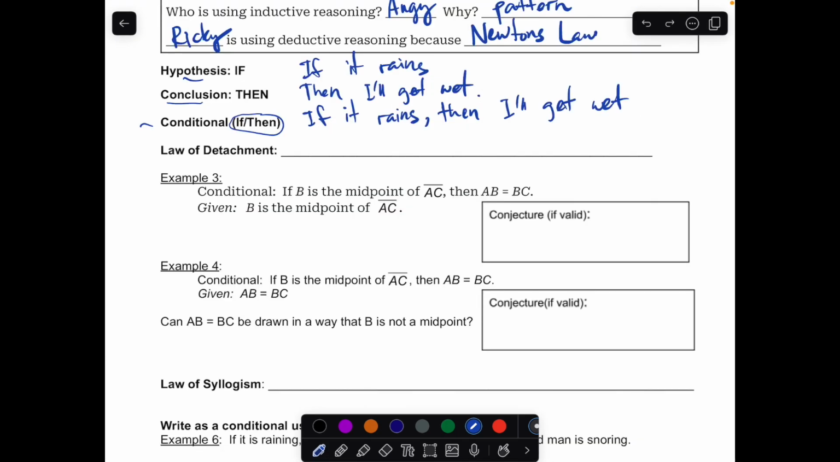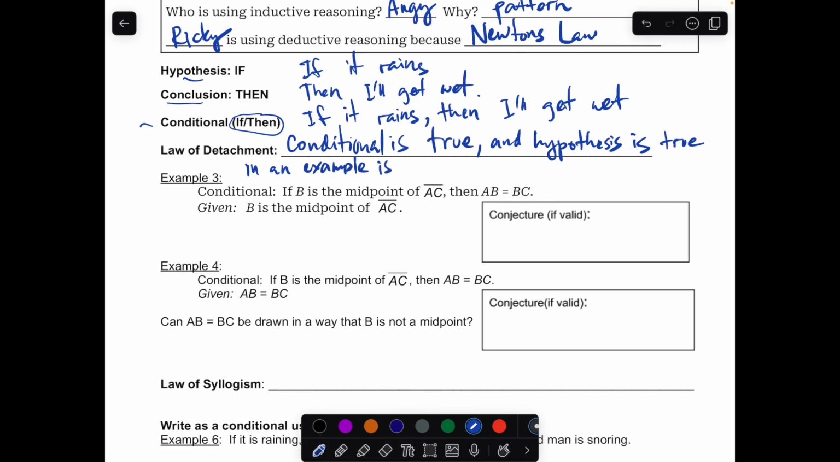The law of detachment says that if your conditional is true, and your hypothesis is true in an example or instance, then the conclusion must be true.